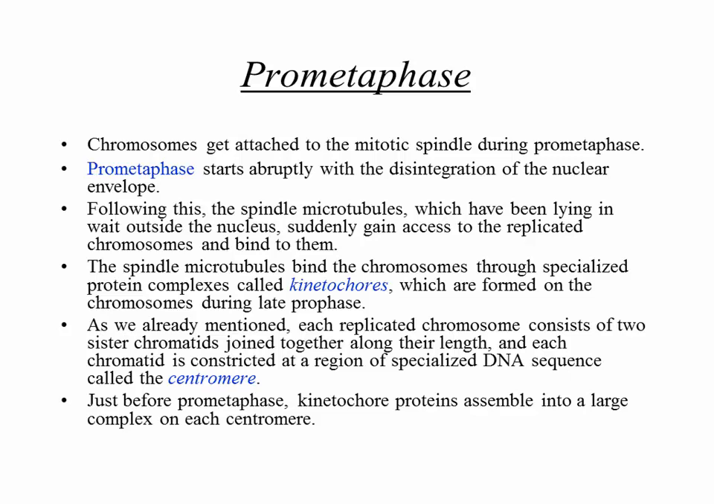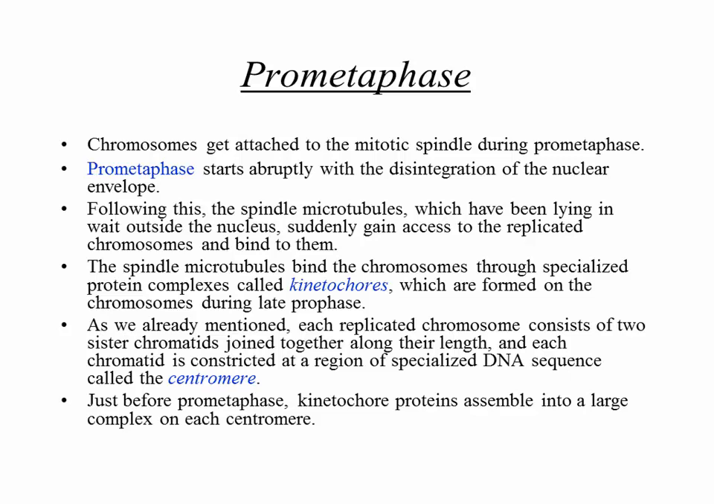The next one is prometaphase, right? So during prometaphase, the nuclear envelope is going to disintegrate. Chromosomes get attached to the mitotic spindle during prometaphase. Prometaphase starts abruptly with the disintegration of the nuclear envelope. Following this, the spindle microtubules, which have been lying in wait outside the nucleus, growing and shrinking, suddenly gain access to the replicated chromosomes, and they will bind to them through the kinetochore protein.